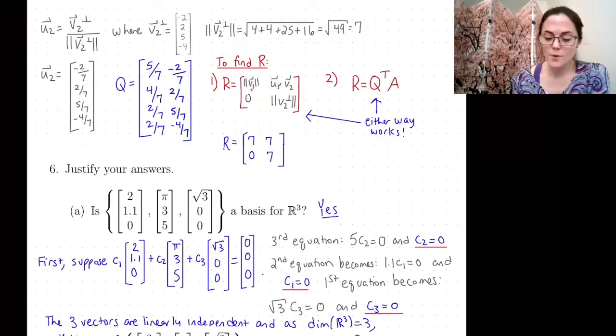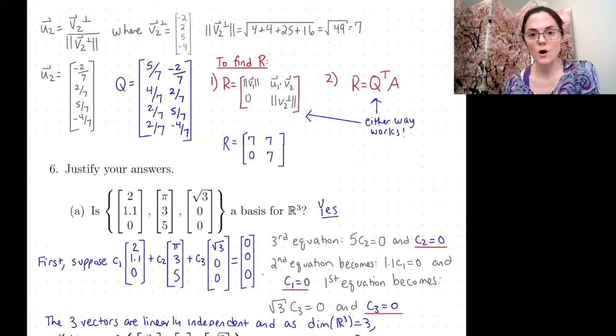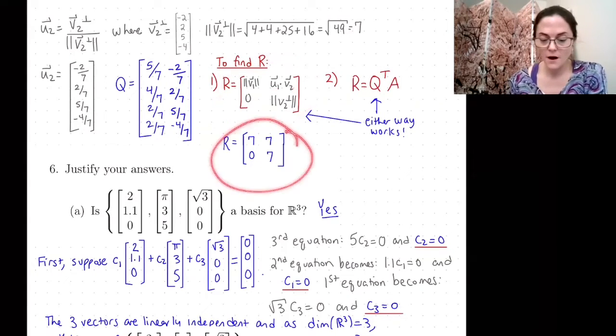If you want to memorize what the entries go, this is the length of V1. This is the length of, well, this component of V2 that is orthogonal to the line. And then this dot product, U1 dot V2, would be what you can put in your R here. All of these were 7, okay?